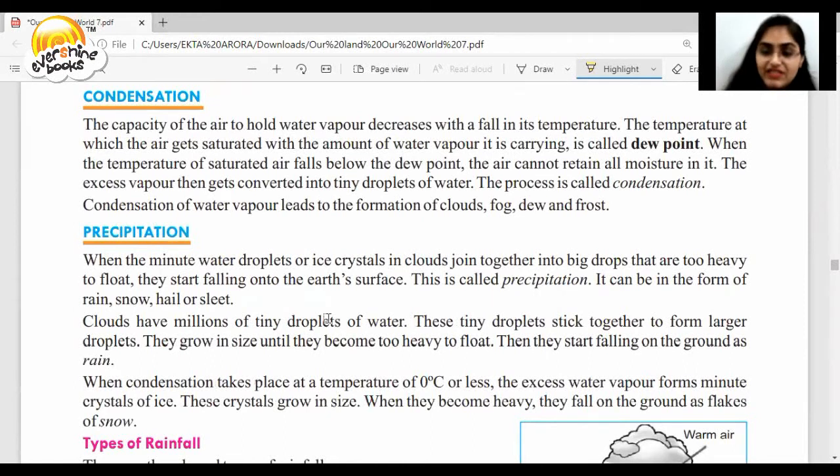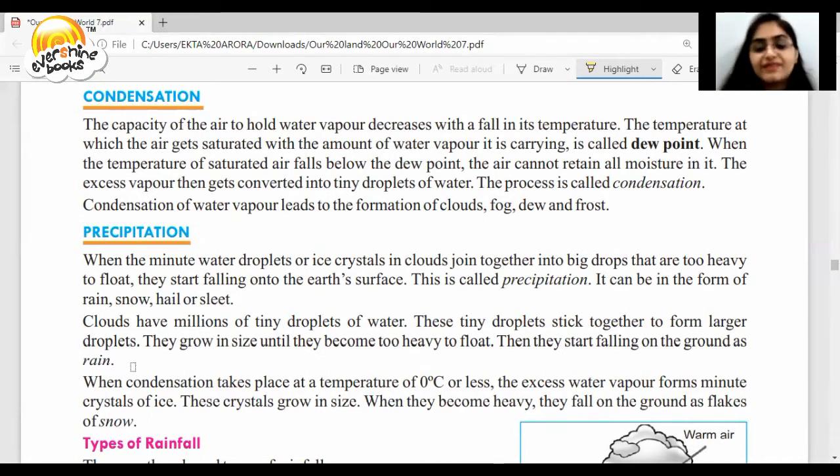Now, what is precipitation? When the minute water droplets or ice crystals in clouds join together into big drops that are too heavy to float, they start falling on the Earth's surface. This is called precipitation. It can be in the form of rain, snow, hail, or sleet. Clouds have millions of tiny droplets of water. These tiny droplets stick together to form larger droplets. They grow in size until they become too heavy to float. Then they start falling on the ground as rain.